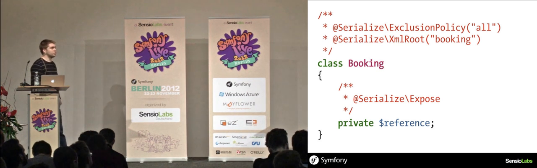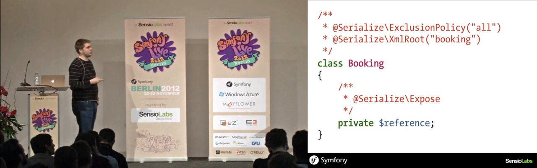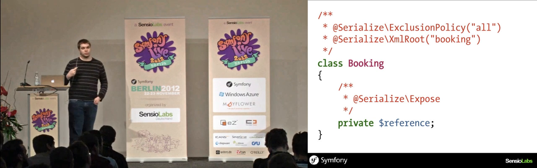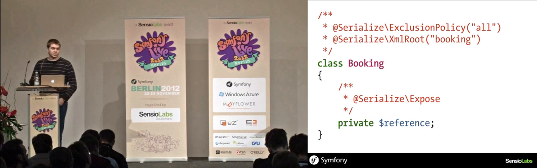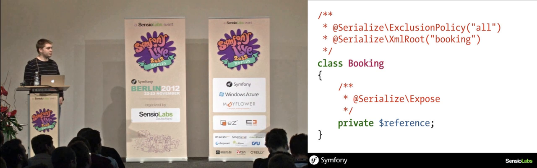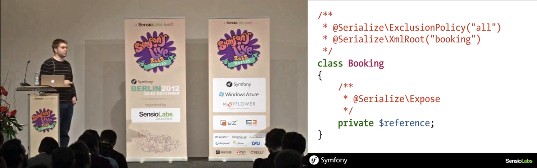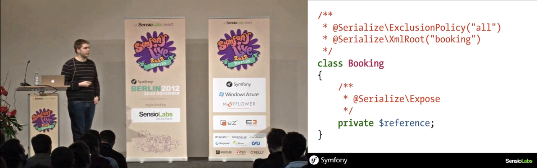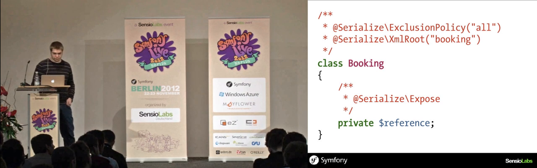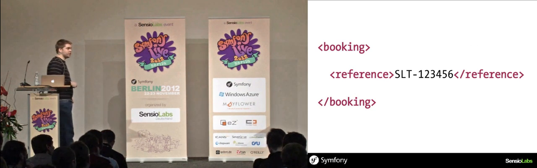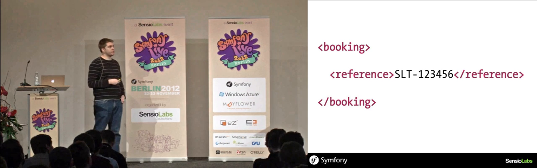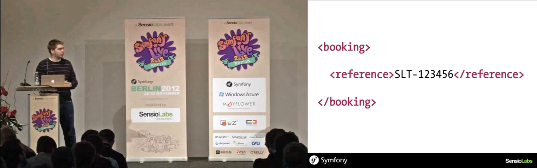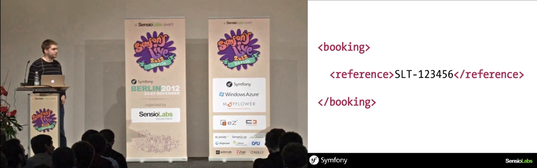So all means I want to serialize everything, so this is the default behavior. No, I want to exclude everything, I'm sorry. So I want to exclude all properties, and then you will specifically tell which property you want to expose in your outputs using the expose annotation. You can also do that in YAML or XML, of course. So I don't want to expose the other properties, so when I serialize my booking object to XML or to JSON or YAML, I will just output the reference property.